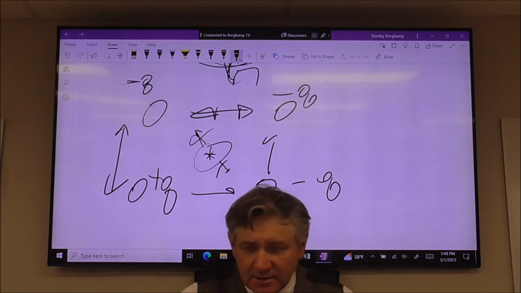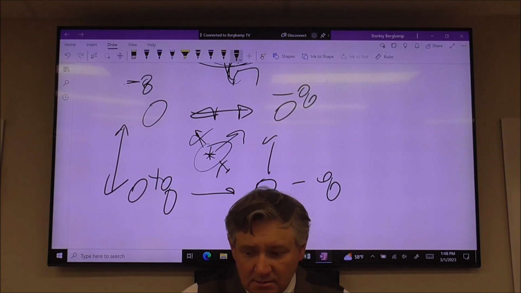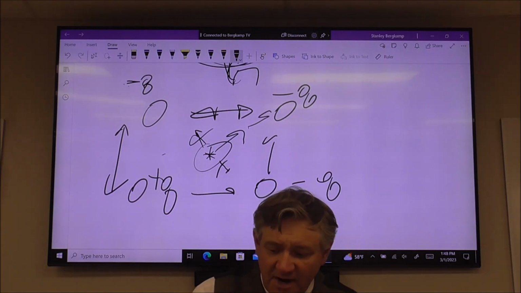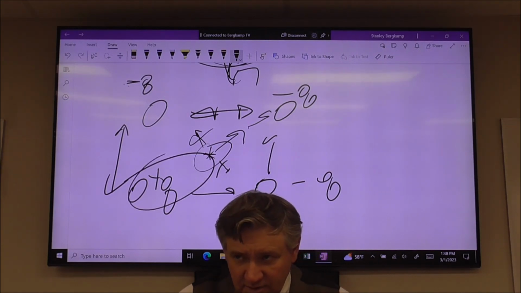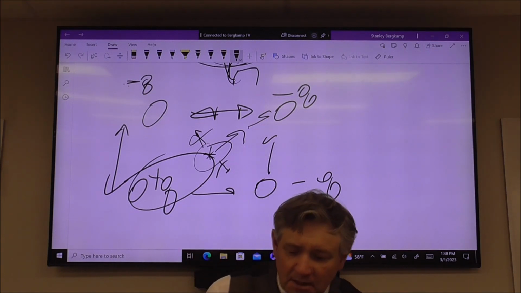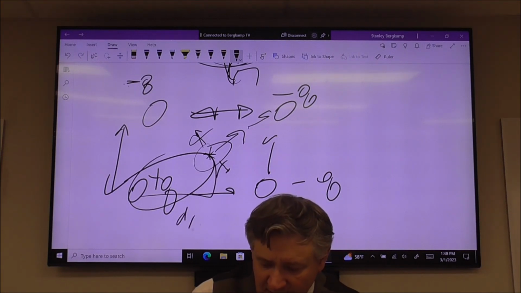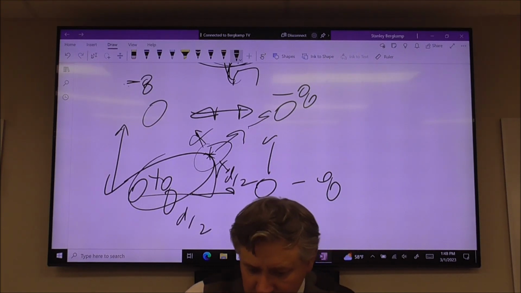Now, what about here? Positive's going to push it. It's going to be pushed that way, so if I find one value of the electric field, all I have to do is double it, okay? So keep in mind that each of those halves are d over 2.